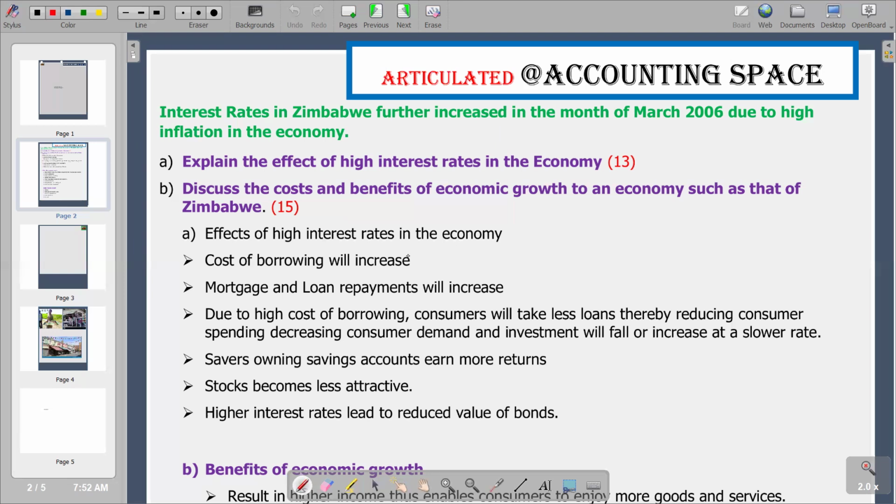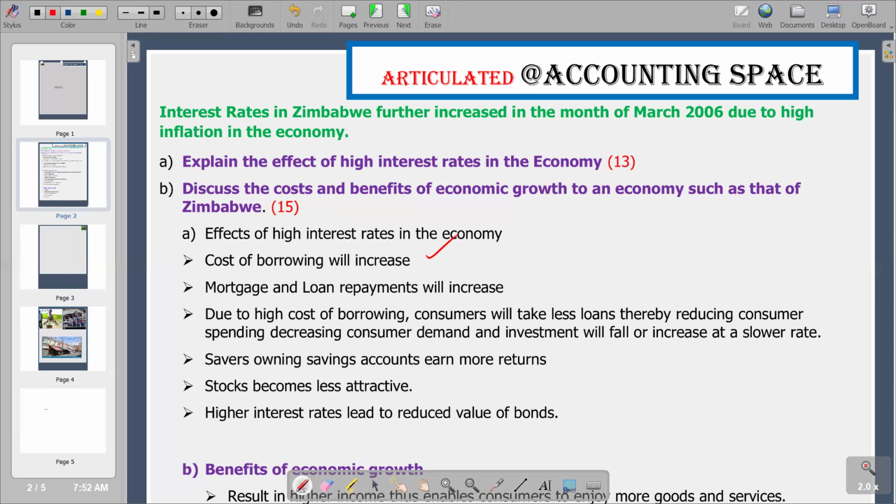So basically, if we have such a scenario, we are going to see a contraction in the production of goods and services in the economy. So basically, that's what we have on point A, which is cost of borrowing increase. Then we try to go to the next point. Mortgage and loan repayments will increase.